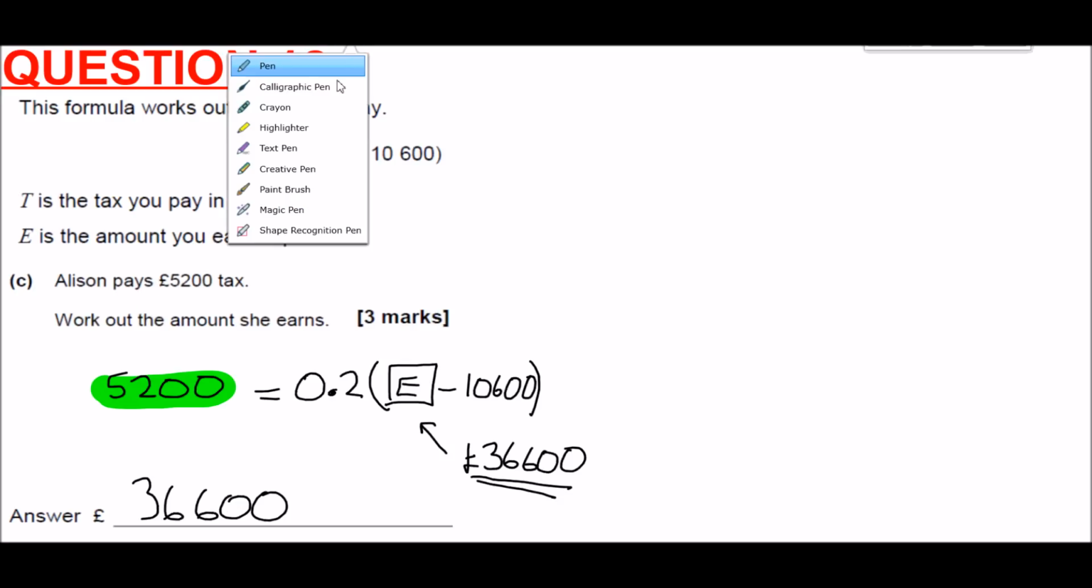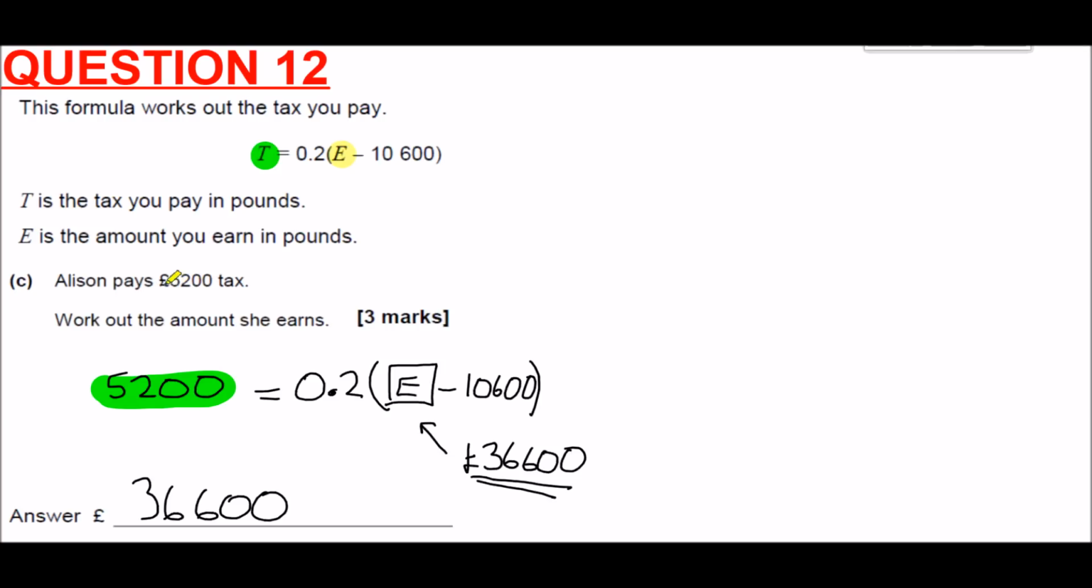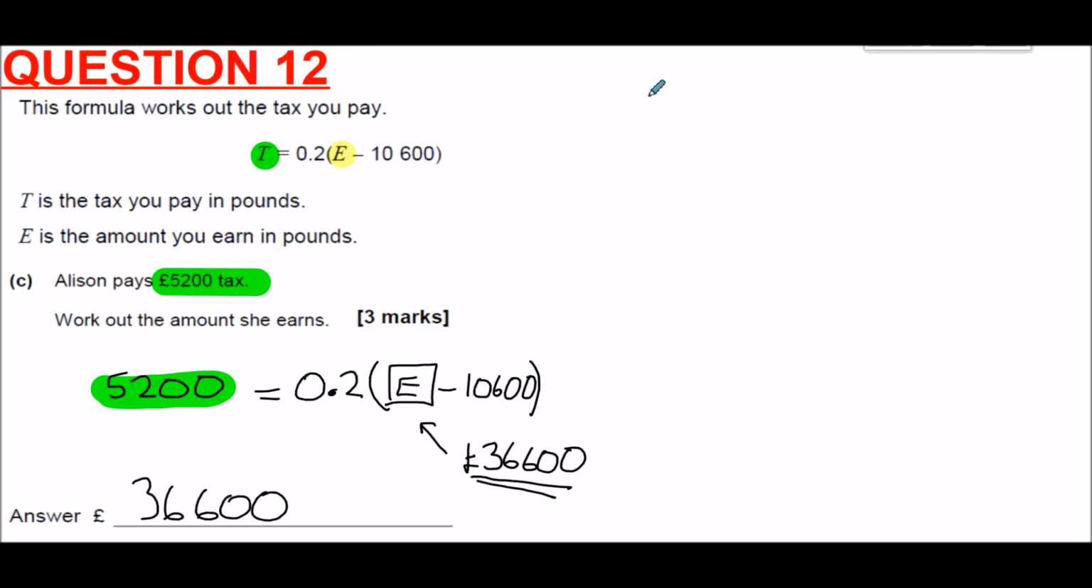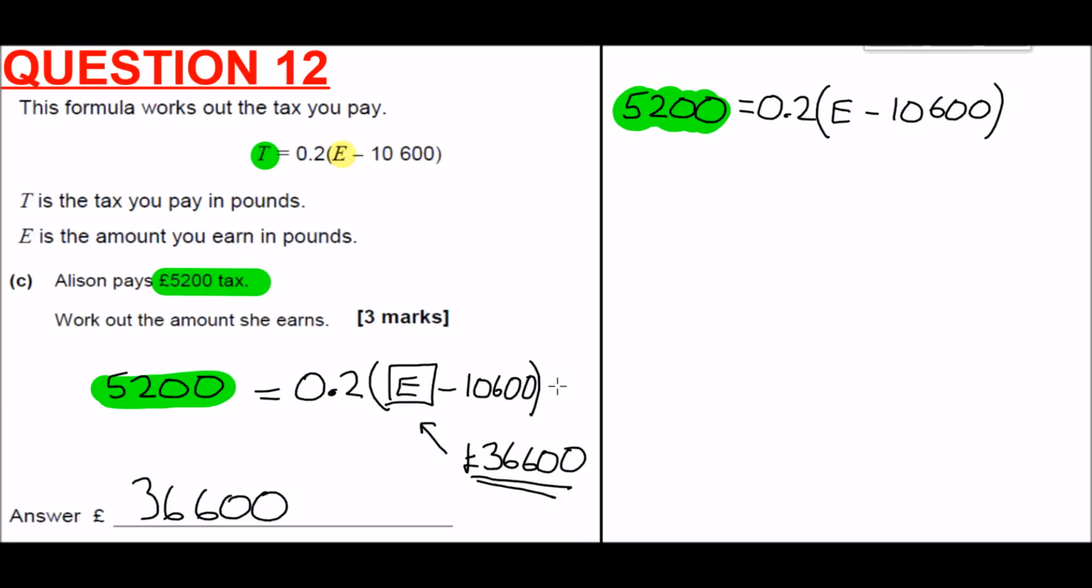And so what we're saying here is that she pays £5,200 in tax. So here's a more standard method. We can substitute in for values we know. So 5,200 equals 0.2 times brackets, and E is what we're trying to work out. We need to work out the earnings that give a tax of 5,200. Obviously we've worked it out using trial and error, but I'm going to show you now how you do it the old-fashioned, good old honest way.